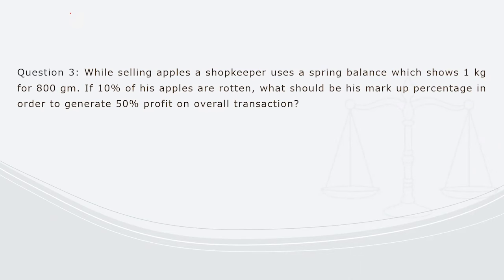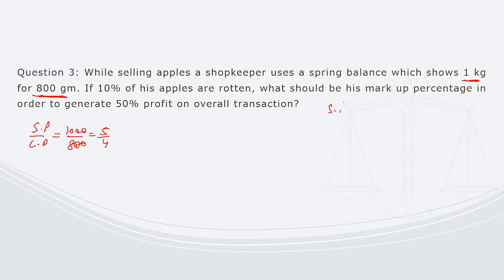Right, so let's try and have a look at this. While selling apples, a shopkeeper uses a spring balance that shows 1 kilogram. That means it will reflect 1 kilogram for 800 grams. So if you keep 800 grams, it is going to reflect 1 kilogram. Selling price by cost price ratio: your selling price will be what? You will tell your customer that, look, I'm giving you 1000 grams, but you are actually putting 800 grams. So it should be 1000 by 800 as your ratio of selling price by cost price. That will be 5 by 4.